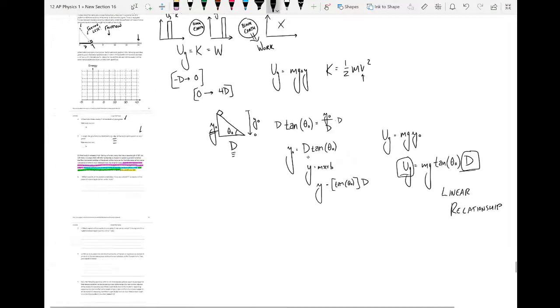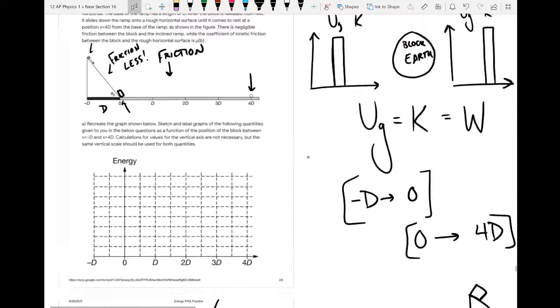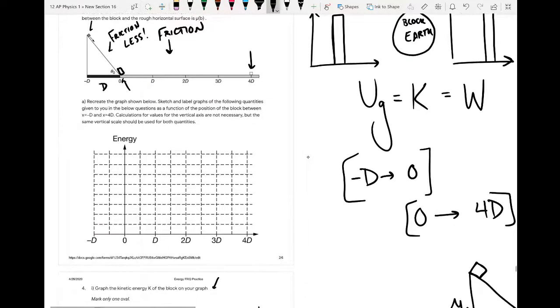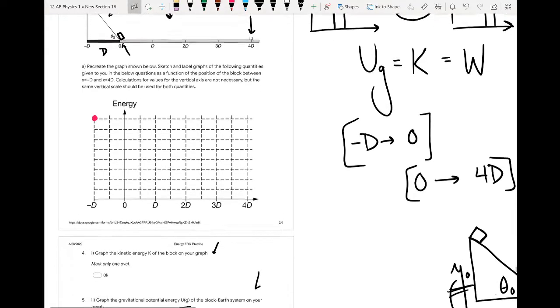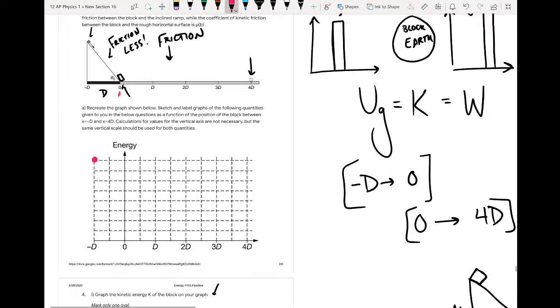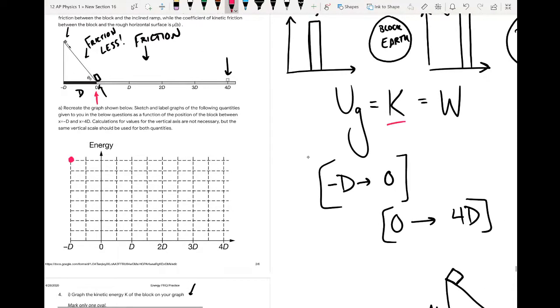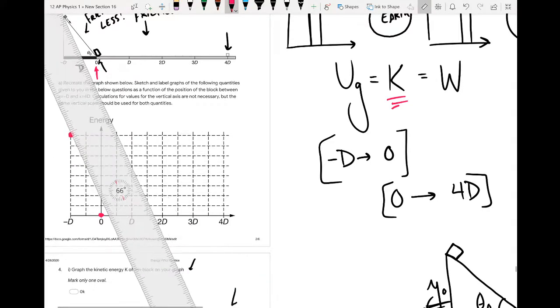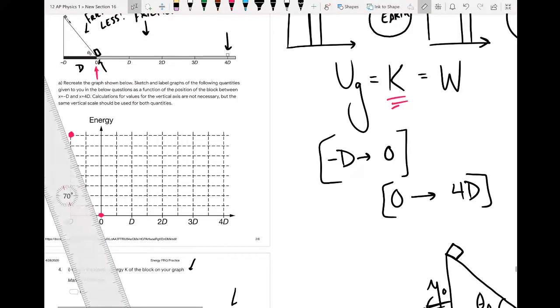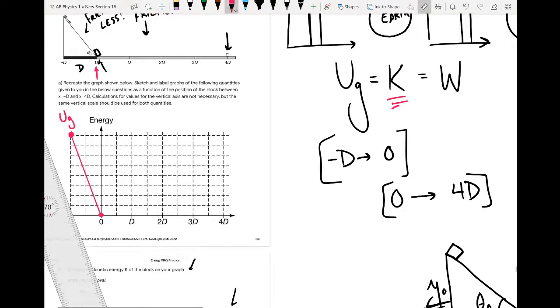So let's set that up. Let's draw that out. We know that at the very top, we start with all of our gravitational potential energy. So I'm going to put it up here. Say, hey, we start out at this maximum. And then by the end, when we reach this position 0, that's where we said all of our energy turned into kinetic energy. So that's where we have 0 potential energy. Come in here and sketch that out. And I'll label this as UG.